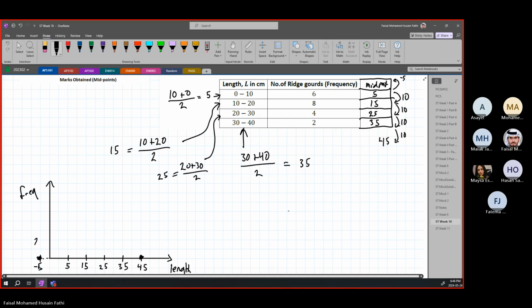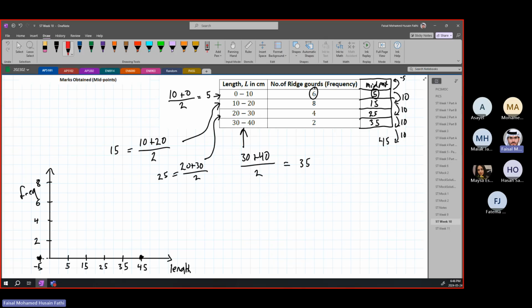So we have 2, 4, 6, and 8. So this is 2, 4, 6, 8 over here. From 0 to 10, the midpoint is what? 5. 5, what is the value of it? It's 6. So we're going to put a marking here at 6 and 5. Same thing here, 15, the point is 8. 25, it is at 4. And then 35, it is at 2.